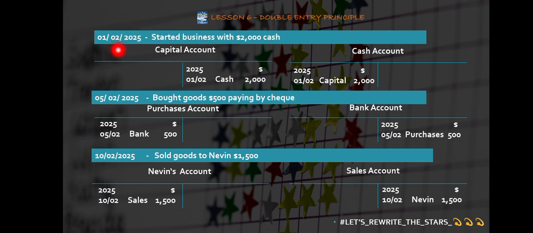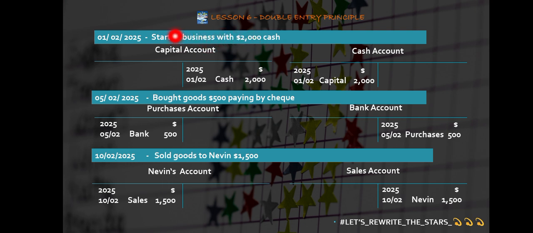According to this transaction, it occurred on the 1st of February 2025. The transaction says: started business with $2,000 cash. Back when we were looking at accounts in lesson 5, we realized that whenever we mention started business, we are referring to something called capital, because the owner is the one introducing that money. So if it's starting the business, it is the capital for the business.